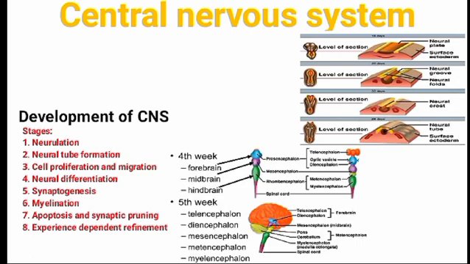The sixth stage is myelination. Basically, myelin, a fatty substance, is produced by glial cells and wraps around axons. This process increases the speed of electrical impulses along the axon and is crucial for efficient neural communication. The seventh one is apoptosis and synaptic pruning. Excess neurons and synapses are eliminated through programmed cell death, apoptosis, and synaptic pruning, refining neural circuits and optimizing brain functions.